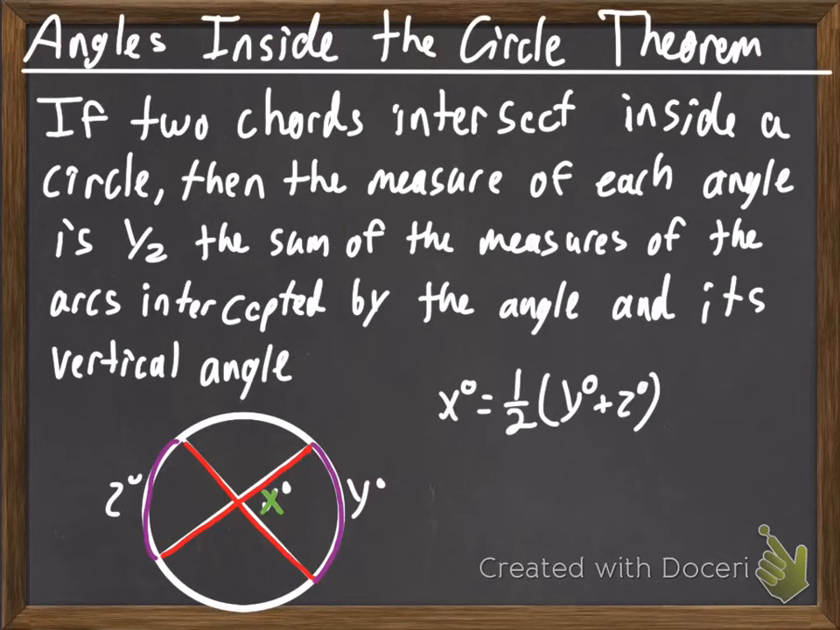So if we want to find the measure of that angle in there, we have to add the two arcs on the outside and multiply them by 1/2. So take half of them. So that's all those words in a simple little formula.